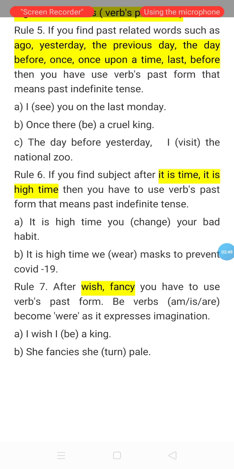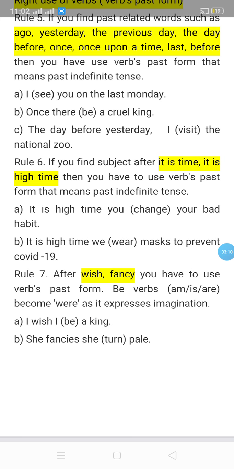Rule 7. After wish, fancy, you have to use verb's past form. In this case, be verbs am, is, are become were as it expresses imagination. For example, I wish I be a king. Here you notice be verb, be, and what is be verb? Am, is, are are called be verbs.